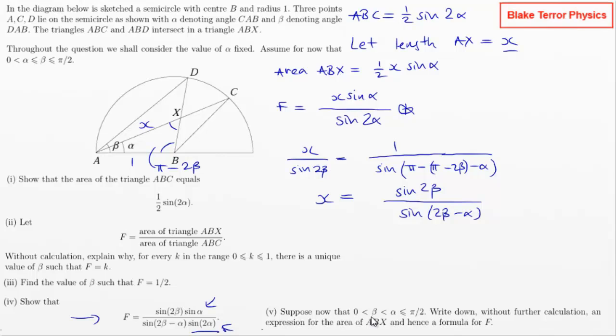Suppose now that beta is between 0 and alpha and all less than pi by 2. Right, so alpha is fixed. This is what they stressed at the beginning, though it was on the previous slide. So alpha's fixed, beta's now moving on the other side. So we've moved D over to here from C to then down to this unnamed point over here. Let's call that E. Write down without further calculation an expression for the area of ABX and hence the formula for F. So, right, what's happened to ABX then?